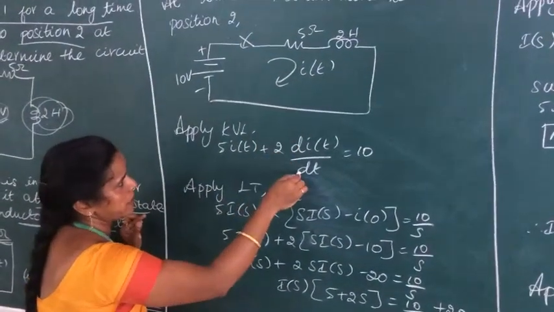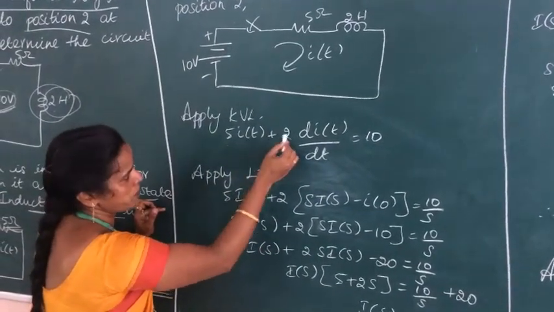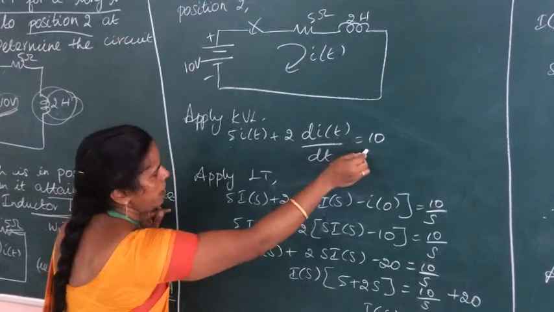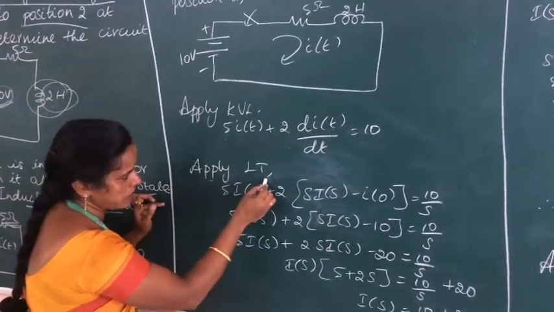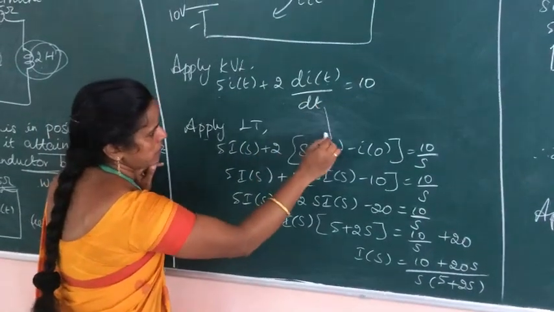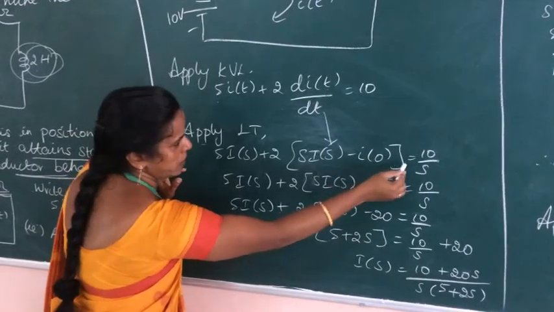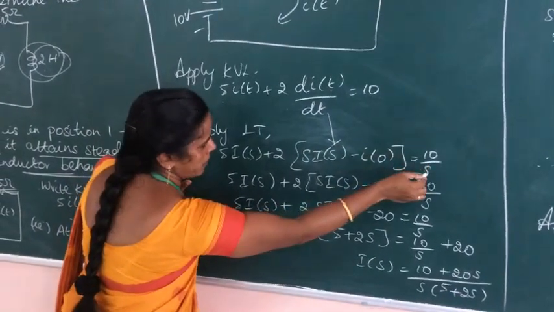From this we have to find the transient current. So first we will apply KVL for this circuit. So 5 into I of t plus 2 into di by dt is equal to 10. Second step is we are going to apply Laplace transform. So this is 5 into I of s plus 2 into, for this term, it is going to be written as s into I of s minus I of 0, that is equal to 10 divided by s.